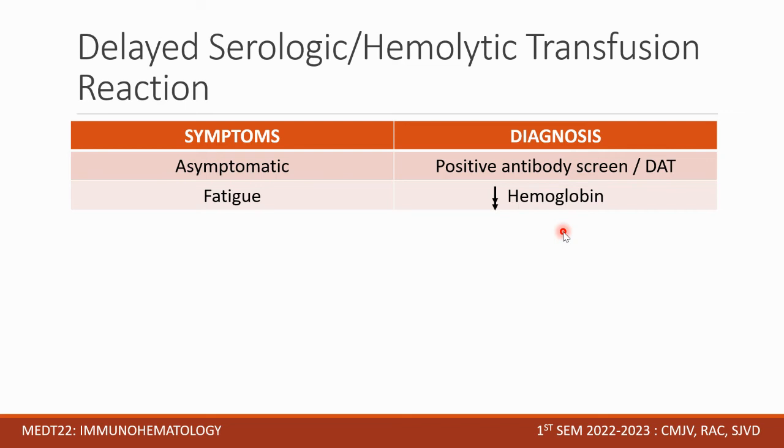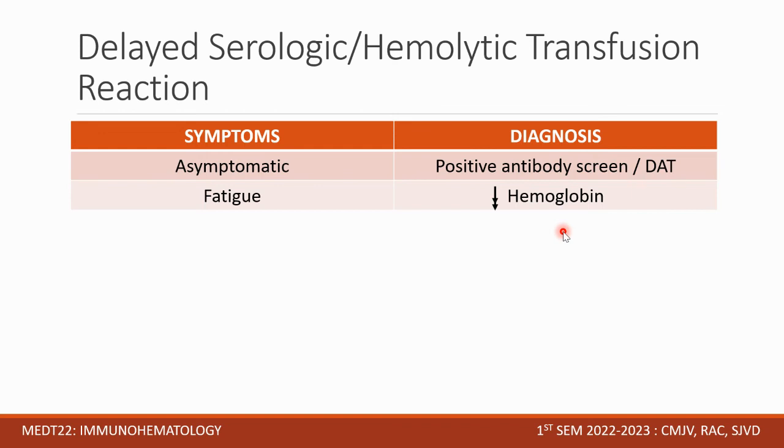Okay. So, symptoms niya is asymptomatic. So, wala naman siyang grave symptoms. Patient can only experience fatigue. Okay. So for the diagnosis, we can detect this using DAT. So positive siya on DAT or positive siya sa antibody screening. Okay. Decrease ang hemoglobin. Decrease ang hemoglobin niya kasi this is still hemolytic. Okay. Hemolytic pa rin siya in nature.